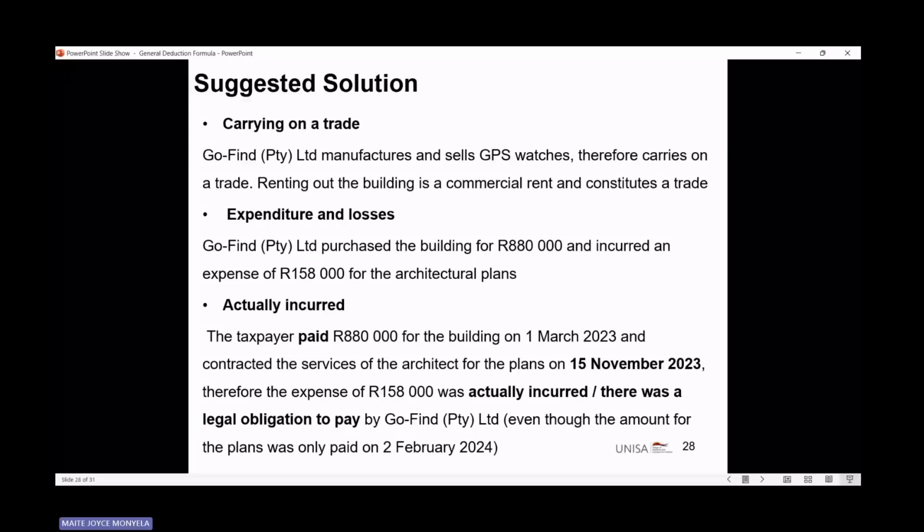But they are selling watches, therefore they are carrying on a trade. Yes. And also they are renting out the building. Is commercial rent constituted trade? They are doing, maybe she only focused on selling watches. They are also renting. Remember I said rental in the definition of trade does qualify as a trade.